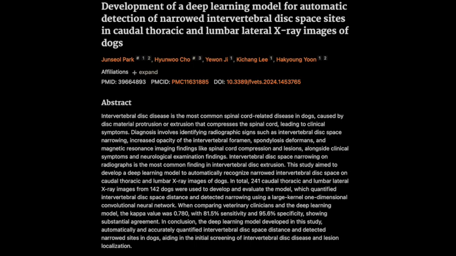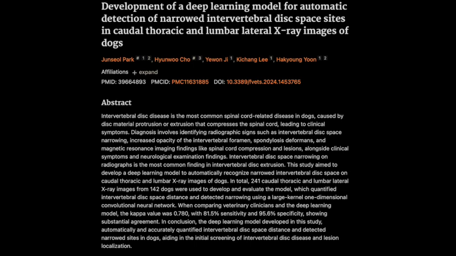The study did find moderate agreement between narrowed intervertebral disc spaces identified on X-rays by both the model and the clinicians, and those confirmed by MRI. So it sounds like this deep learning model has the potential to be a valuable tool in diagnosing IVDD. It does. But is it a replacement for MRI? No. Or even a veterinarian's expertise? Not at all.